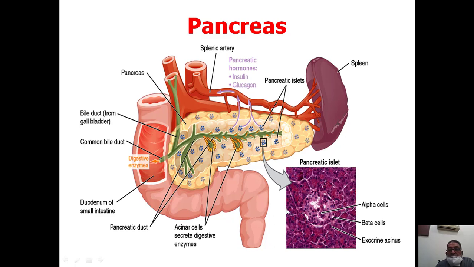This is the histological picture in this corner, pancreatic acini, islets of Langerhans. Look at this well encapsulated endocrine part of the pancreas, containing alpha cell, beta, and exocrine. These are the exocrine portion of the pancreas.